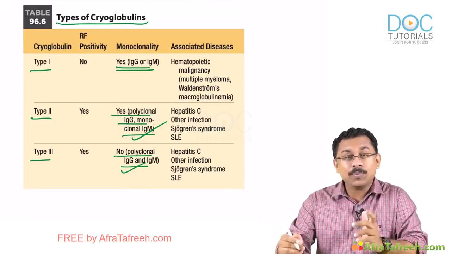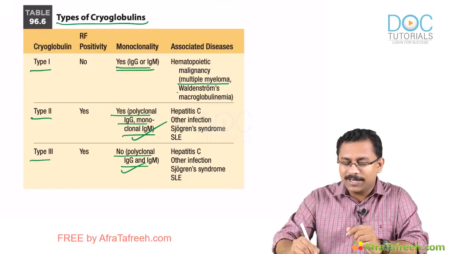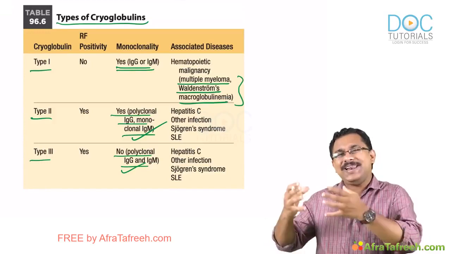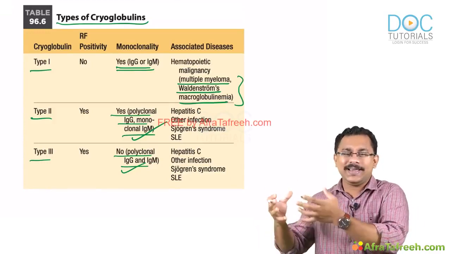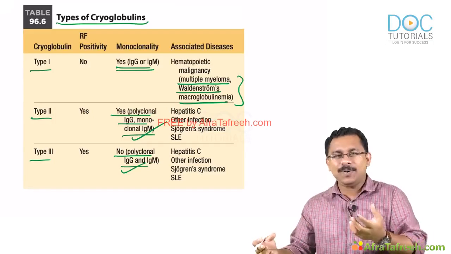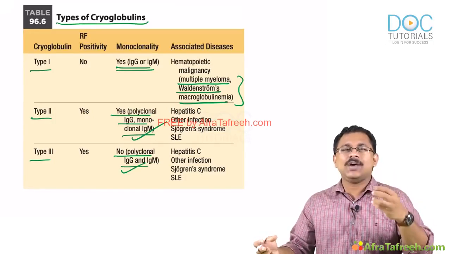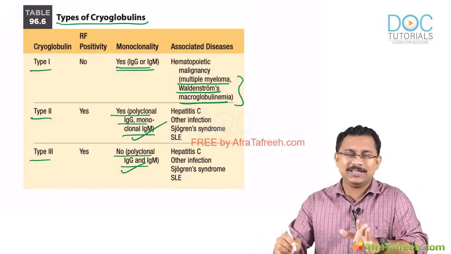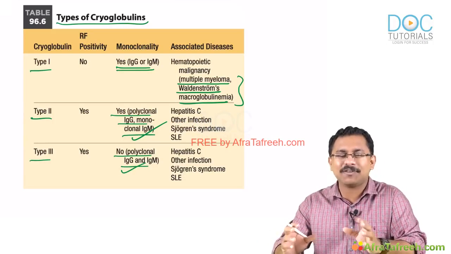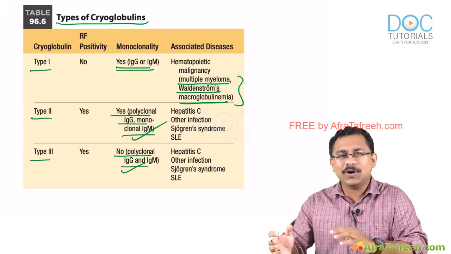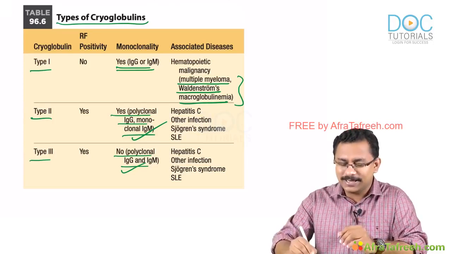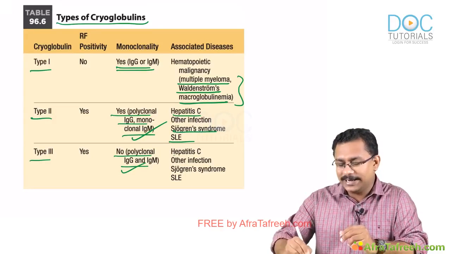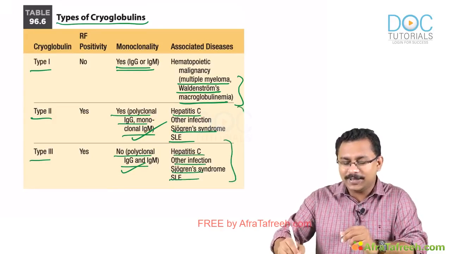And type 1 is the one associated with multiple myeloma and Waldenstrom's macroglobulinemia. That is, the cryoglobulinemia will be associated with a disorder like multiple myeloma. Patients with multiple myeloma developing a vasculitis could have a cryoglobulinemic vasculitis. And type 2 and type 3 have similar etiologies, though one is a mixture of monoclonal and polyclonal, and the other is polyclonal. Both etiologies are the same: hepatitis C infection, maybe certain other infections also, Sjogren's syndrome and SLE. You can see the same reasons for type 3 as well.